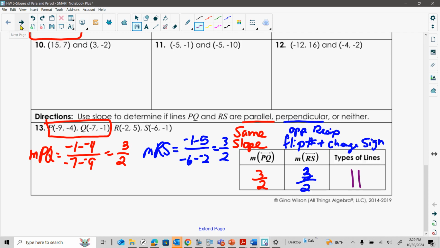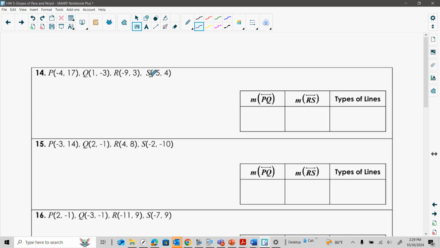So you're continuing comparing the two lines on the back. We're still using the slope formula, still doing y2 minus y1 over x2 minus x1, and then comparing. So if you look on 14 here, I'm just gonna recap. Hold on just a second.